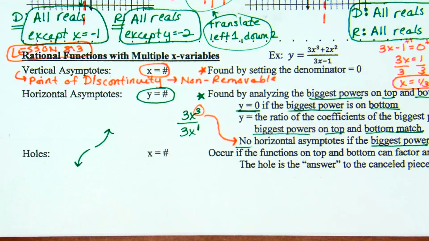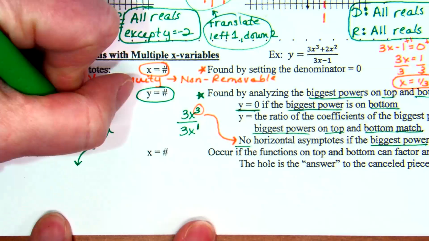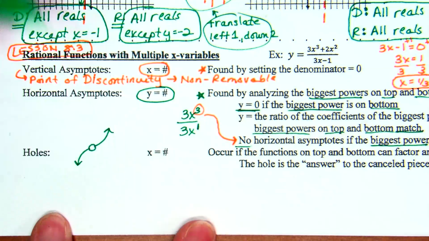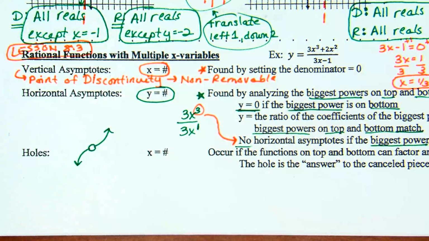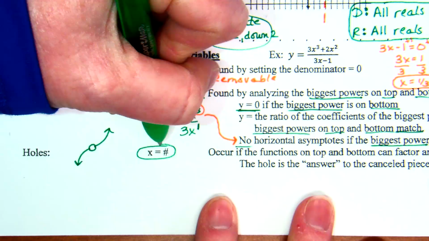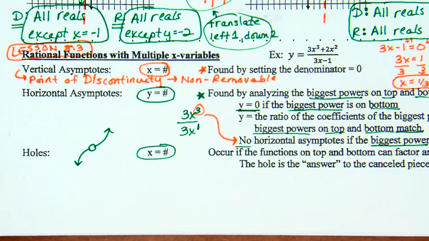Now, holes kind of go along with the vertical asymptotes. A hole is always x equals a number. And a hole occurs if the functions on top and bottom can factor and reduce. The hole is the answer to the canceled piece. So basically, if you have a factor on top that cancels with a factor on bottom, that indicates there's a hole. Okay? We'll have an example that has a hole there.